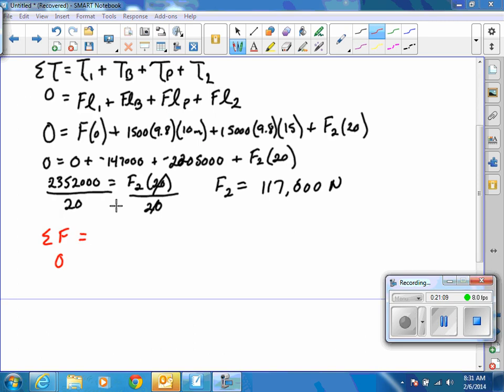So all the forces have to add up to 0 now. So I got the force of leg 1, which I'm now going to figure out what it is, plus the force of the beam, plus the force on the printing press.